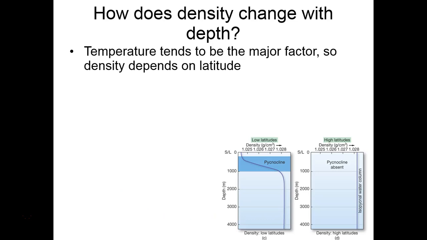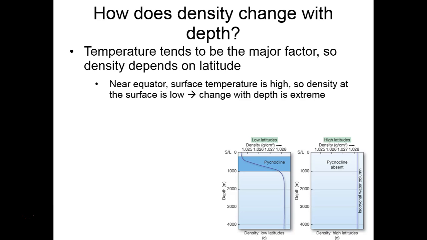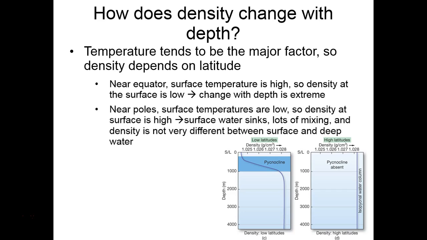Okay, so how does density change with depth? Well, the temperature tends to be the major factor, so density really depends on latitude. With the lower latitudes, you have low density water at the surface and high density water down deep. With high latitudes, you have high density water at the surface and high density water down deep. So near the equator, the surface temperature is high, so density at the surface is low, which means the change with depth is extreme. Near the poles, the surface temperatures are low, so density at the surface is high. That means that essentially you can have a lot of mixing between the surface and deep water.